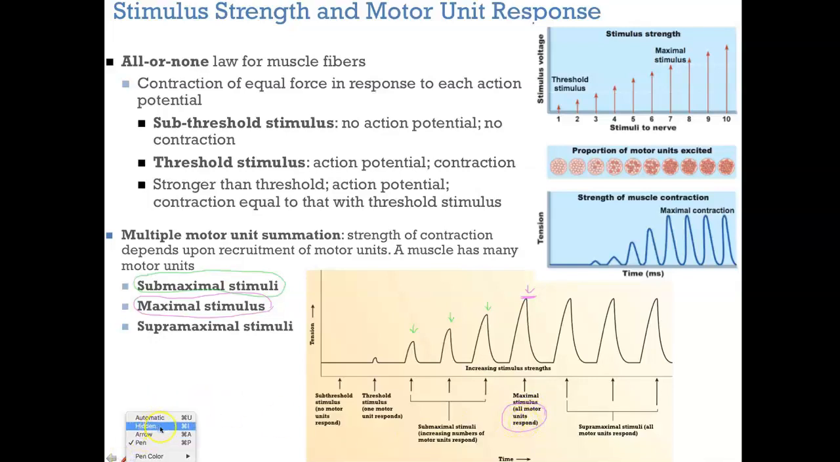Whereas our supramaximal stimulus, even though we are getting more stimuli to pick up and use more motor units, we only have the motor units that we're going to have. We can't magically create more motor units. And so we keep this peak tension within our muscle here for our supramaximal stimuli.